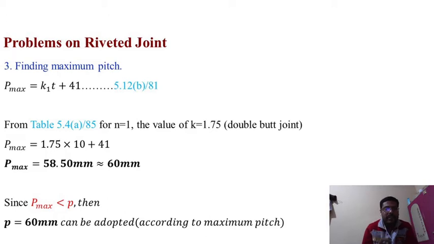Then for P maximum is equal to 1.75 into 10 plus 41. So the value of P maximum pitch is equal to 58.50 mm. The decimal number is rounded off to the higher digit number. Therefore P maximum is equal to 60 mm. Since P maximum is greater than P, then P is equal to 60 mm can be adopted according to the maximum pitch rules. We round off the number, so P is equal to 60 mm.